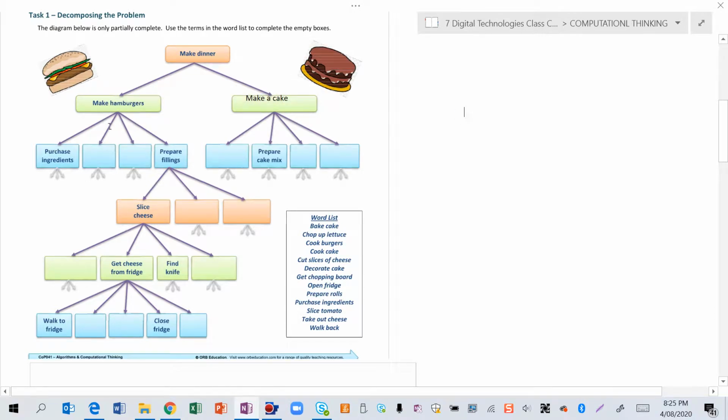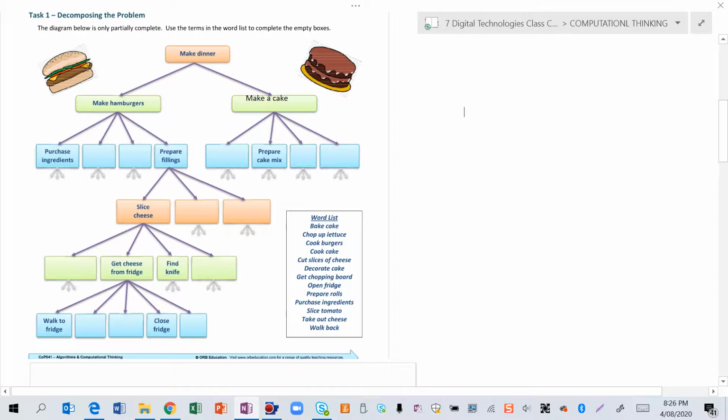And then we are subdividing those two problems up again. Now, you've got making hamburgers. So one thing you have to do is purchase ingredients. Another thing you have to do is prepare the fillings. What else might you have to do as the first layer of decomposing the problem of making hamburgers? Now, to help you along, we've got a word list here that's been given to you. So we've got purchase ingredients, we've got preparing fillings. What else do we need?